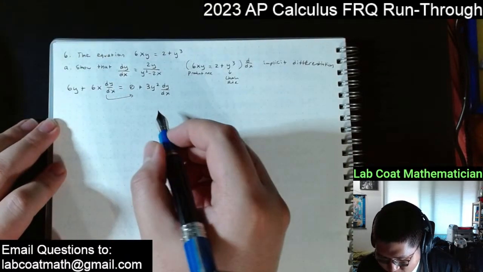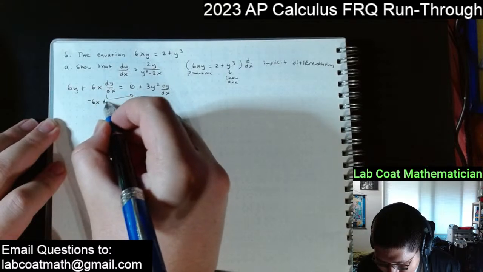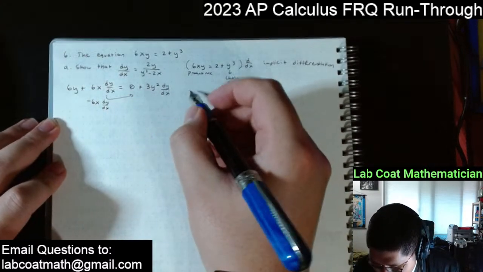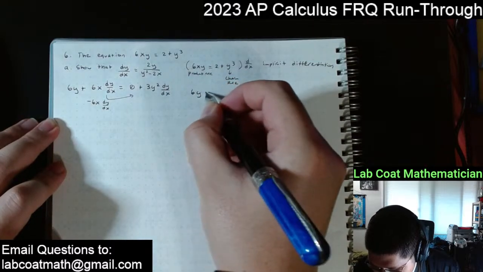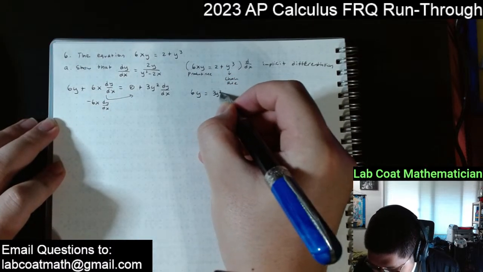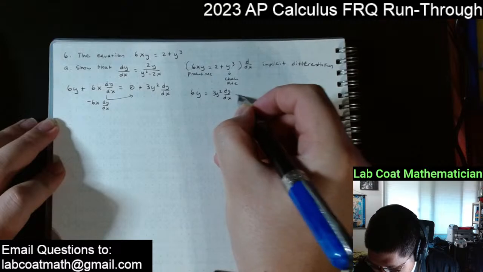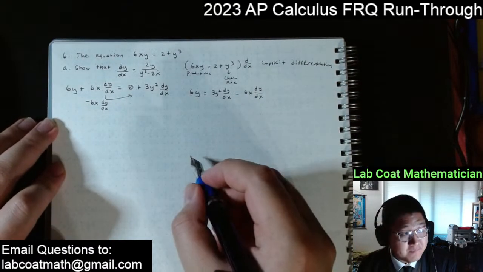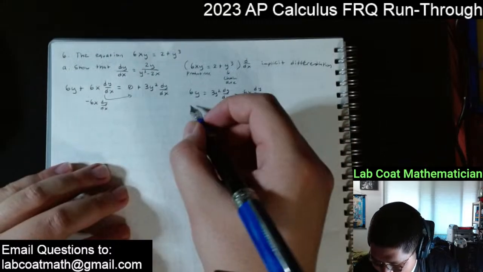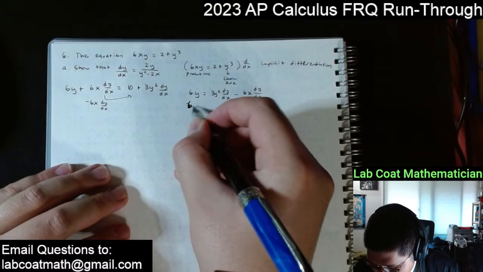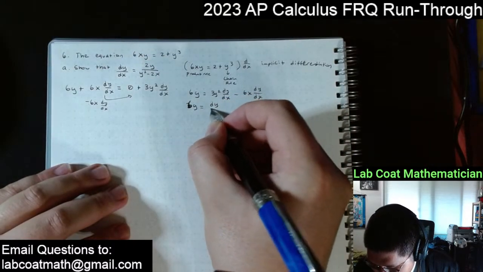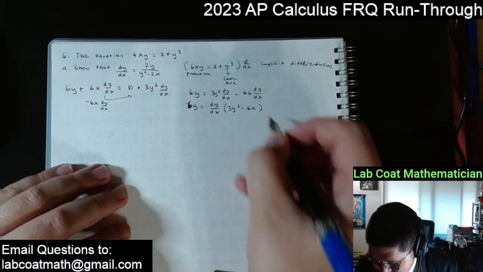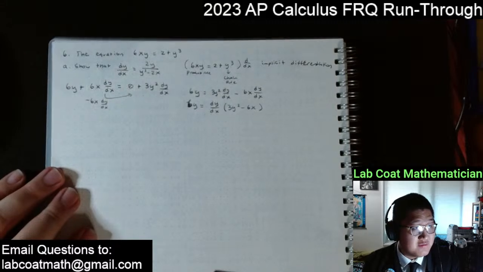So this guy can move over to the other side. So there's 6x dy over dx. So we can factor out a dy over dx to be isolated, meaning that we get 6y being equal to 3y squared dy over dx minus 6x dy over dx, like that. Okay, so from there, we can factor out, with the 6y on the left side, the dy over dx of 3y squared minus 6x. Okay, very nice.